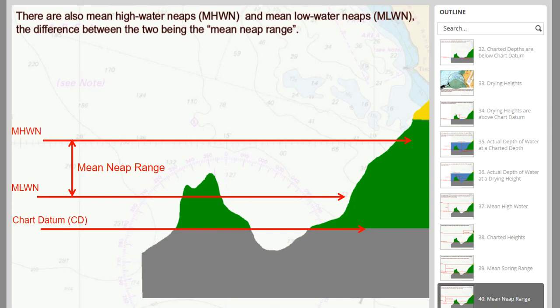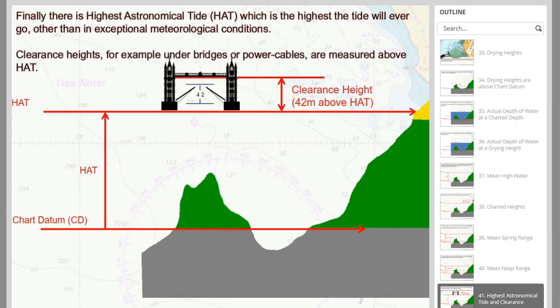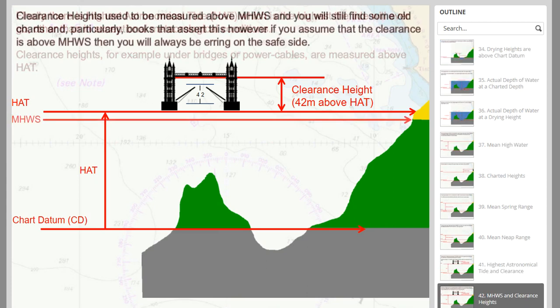Finally, there is highest astronomical tide, HAT, which is the highest the tide will ever go, other than in exceptional meteorological conditions. Clearance heights, for example under bridges or power cables, are measured above highest astronomical tide. Clearance heights used to be measured above mean high water springs, and you will still find some old charts and particularly books that assert this. However, if you assume that the clearance is above mean high water springs, then you will always be erring on the safe side.